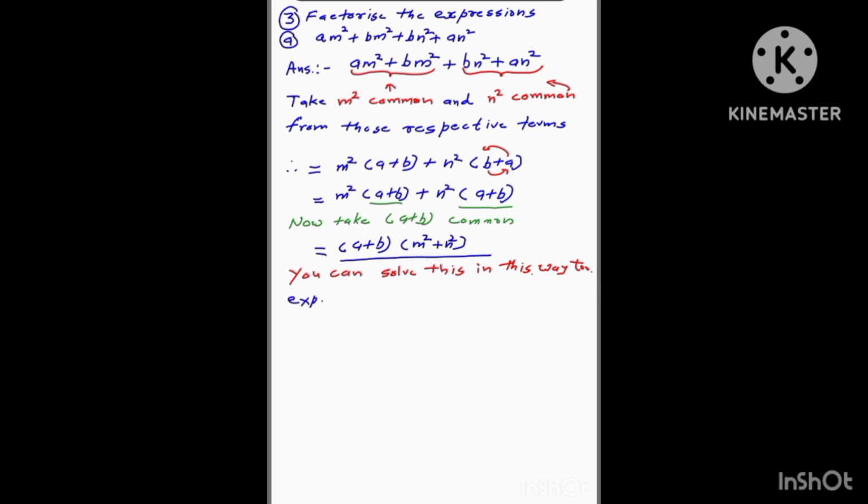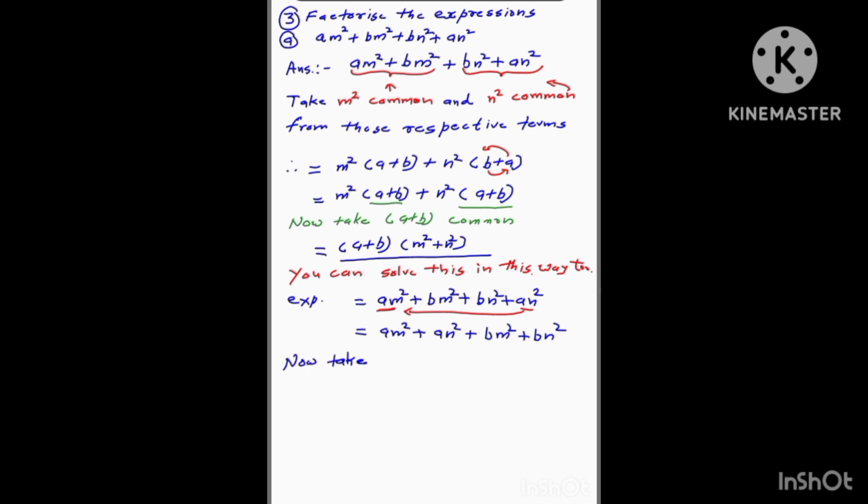So I am writing the expression am square plus bm square plus bn square plus an square. I am trying to take a term, this term here, just after a. We are not changing the value, we are just rearranging the terms. So am square plus an square, and the rest of the terms are remaining as they are, bm square plus bn square.